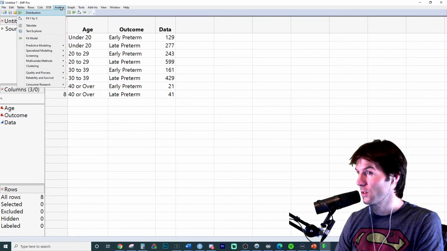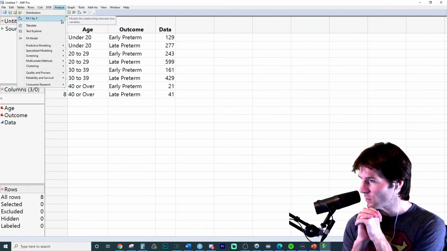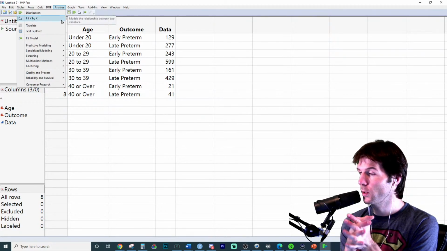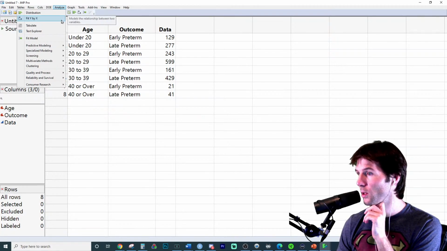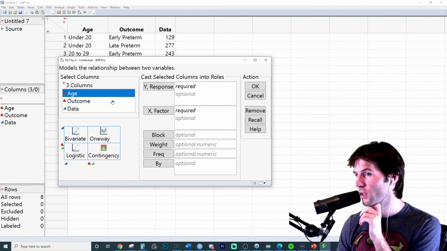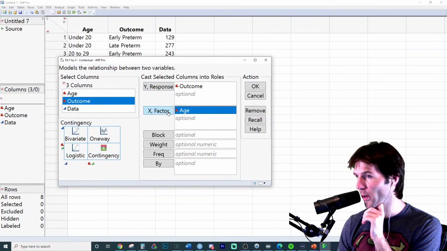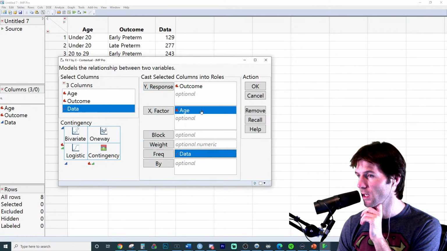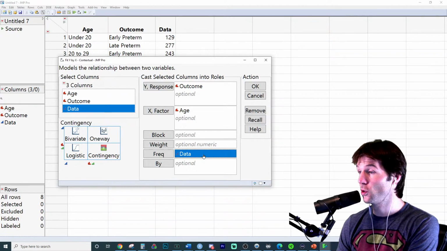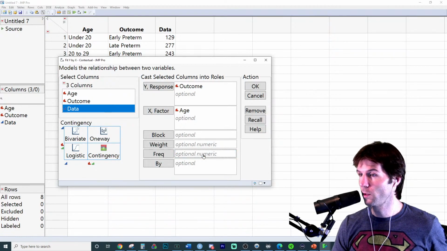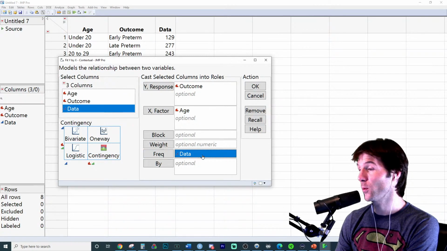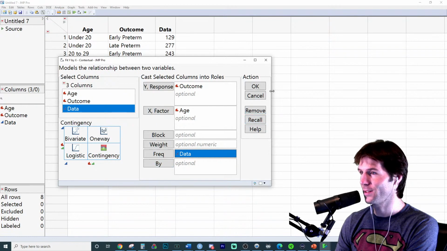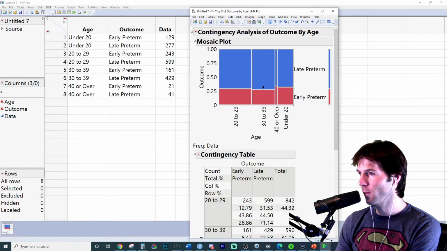Let's go to Analyze, Fit Y by X. With Analyze Fit Y by X, we're going to look at the two categorical variables to see if there is an association, i.e. they're not independent. Now make sure you see if somebody's age explains the outcome. Remember, age explains why someone has a certain outcome, but do not forget the frequency. If you forget the frequency, the graphic will not look correct. Very common mistake. Let's click OK right here.